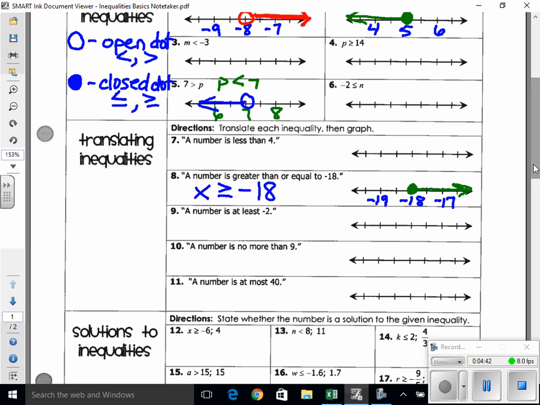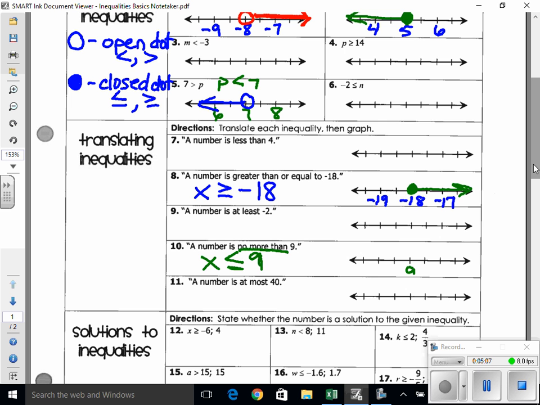a number is no more than 9. Right, so you've got to be careful with the phrase, and you actually have to think about what it's asking you. A number, that's your variable x, and then we know we need the number 9 in here. So the trick is getting the symbol right. No more than means you cannot go over 9, but you could be equal to 9. So we need the equal bar. Okay, and if you can't go over 9, then that means you have to be less than or equal to 9. Okay, so that's what we're going to be graphing.